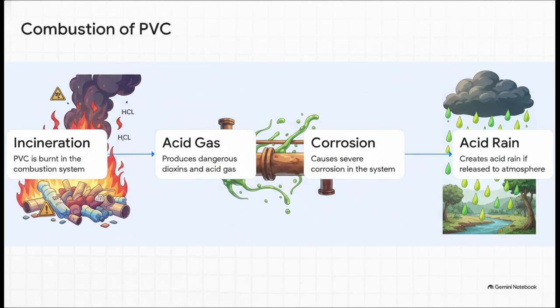Let's walk step by step through the real-world chemical chain reaction when a specific plastic, like polyvinyl chloride or PVC, gets incinerated. When PVC is burnt in a combustion system, it doesn't just give off heat, it produces highly toxic dioxins and acid gas. Inside the power plant, this causes severe corrosion to the expensive machinery itself. And worse, if it gets released into the atmosphere without some heavy-duty scrubbing, it's directly responsible for creating acid rain. Definitely not what we want.